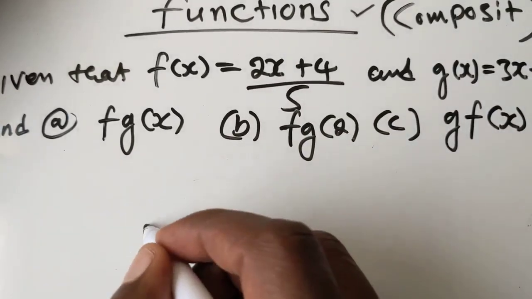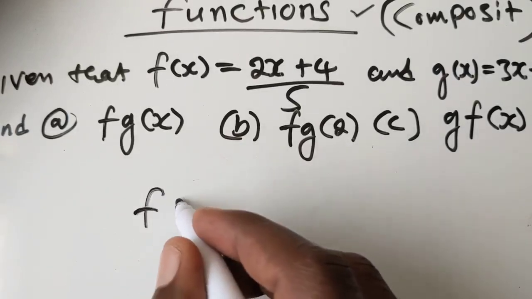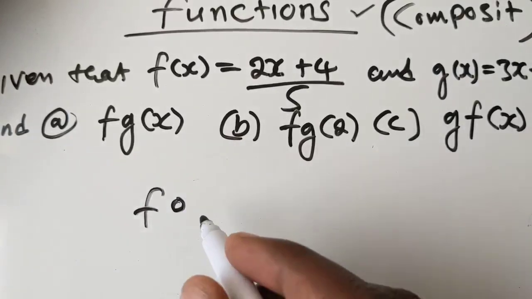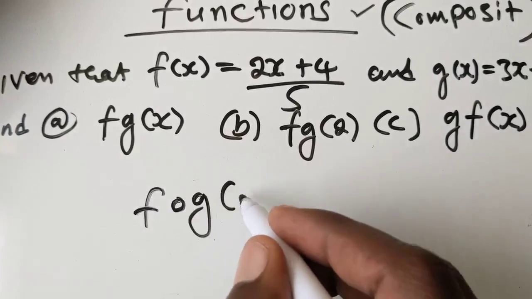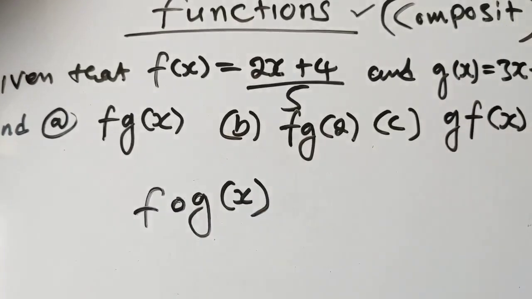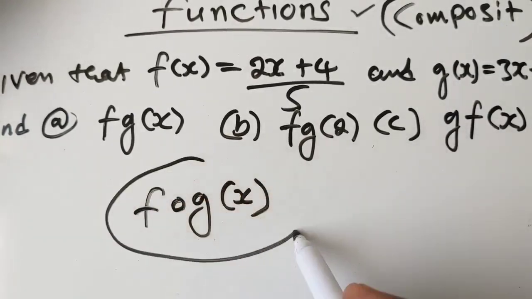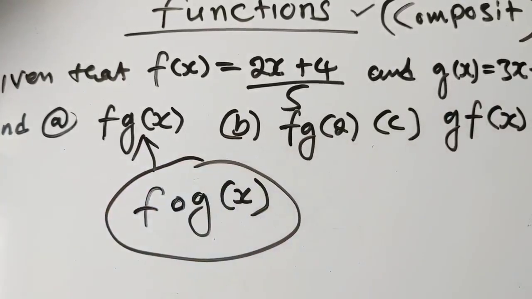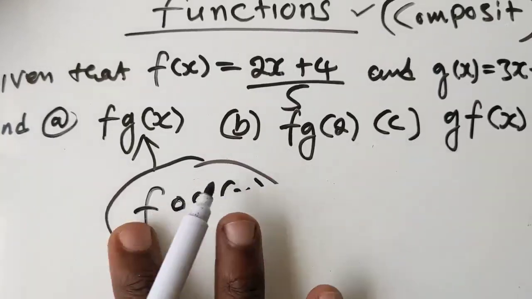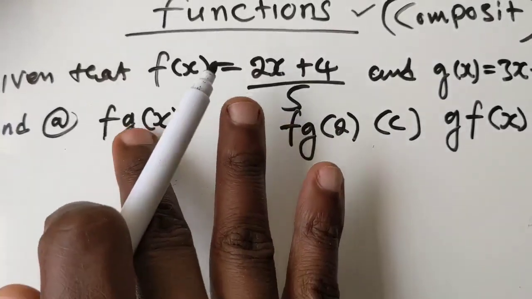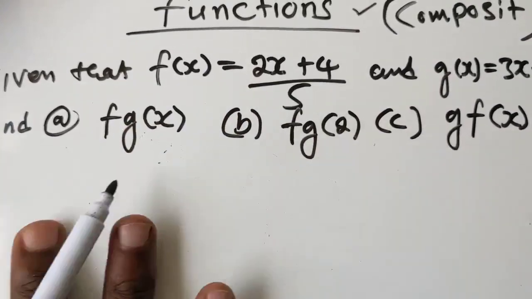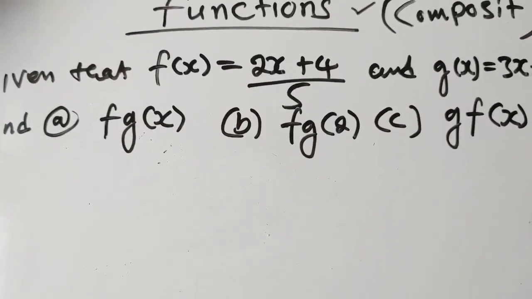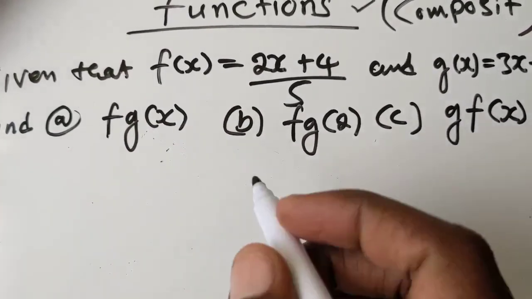Sometimes they are written like this: f, then a small circle, then g of x. So sometimes this one might be written like that. It is the same way. All right, so now you know what we are talking about. We are solving a composite function. This is the part that we are solving.